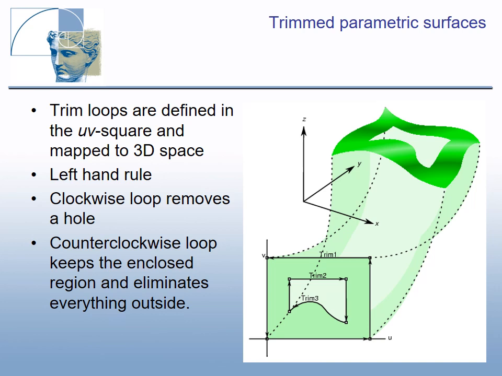It means that a clockwise loop defines a hole in the surface. See the inner contour in the lower image. A counterclockwise loop keeps the enclosed region and eliminates everything outside, as the unit square boundary in this example.